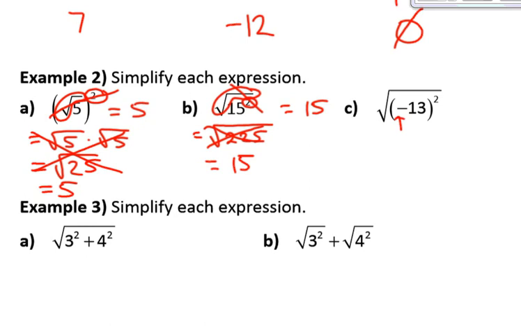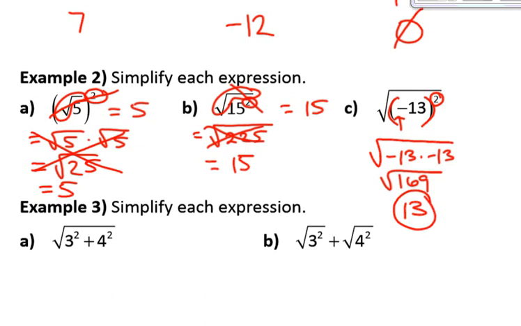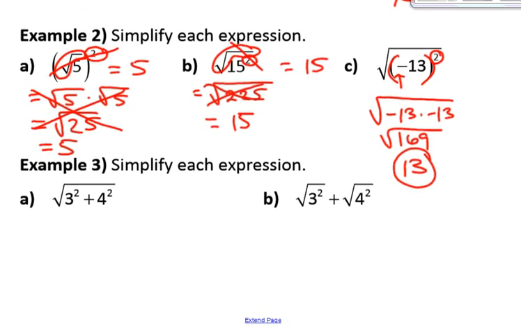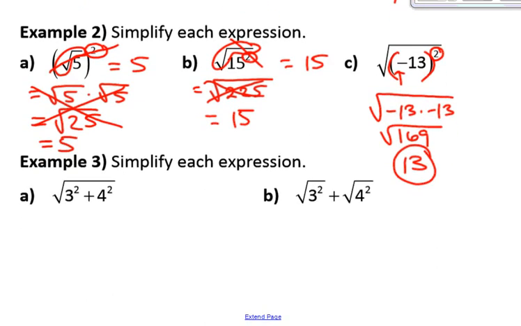Now, part C is a little bit different because you have this negative. Now notice that the negative is in parentheses and then squared. This is actually not no solution like the one above it, because if you were to square negative 13 times negative 13, that is actually going to end up being a positive 169, and then the square root of 169 is 13. So as long as you have those parentheses here, then the square root of negative 13 after it's squared will end up being back at 13. Not negative 13.